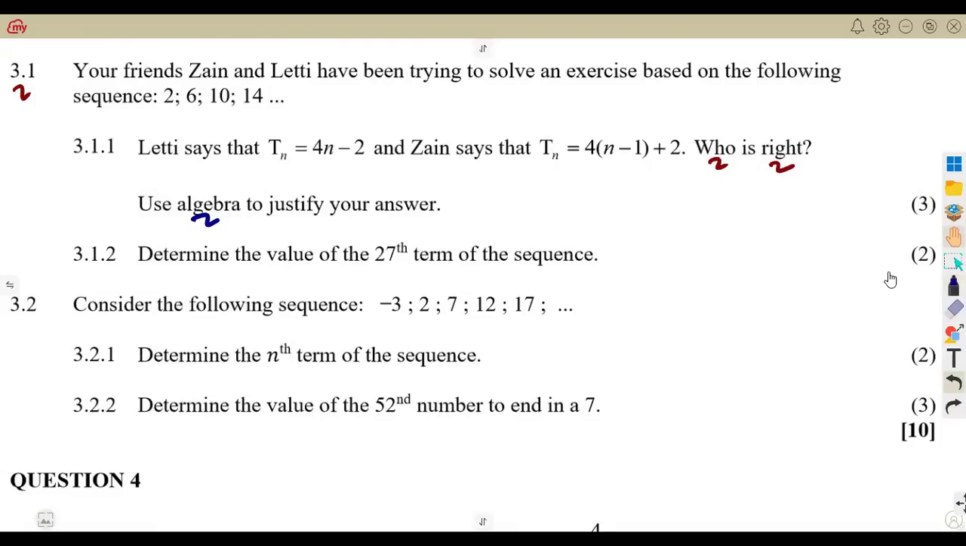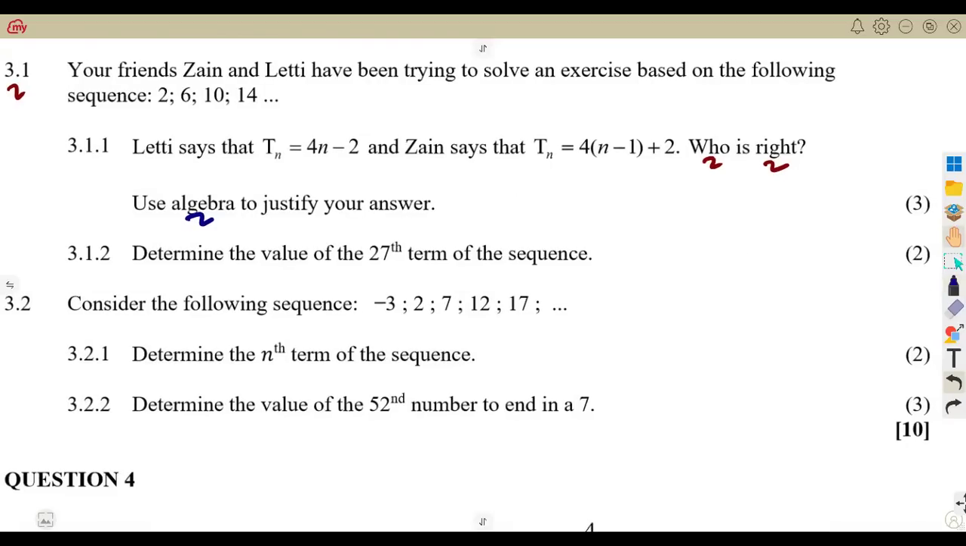All right. If we are to use algebra to justify our answer, it is just a matter of asking, are these answers the same? But before we look into that algebra part, can we have an answer on our own? What is supposed to be your answer before you test whether these answers are the same? If you are given a sequence of 2, 6, 10, 14, and so on.